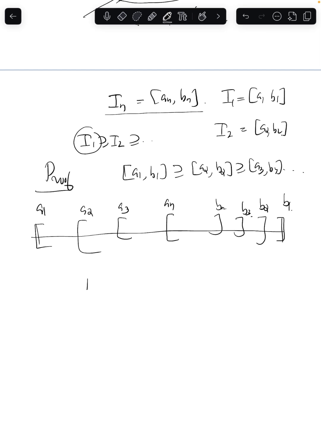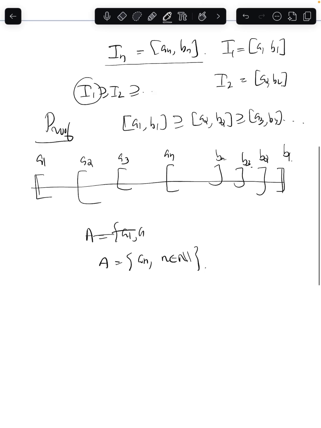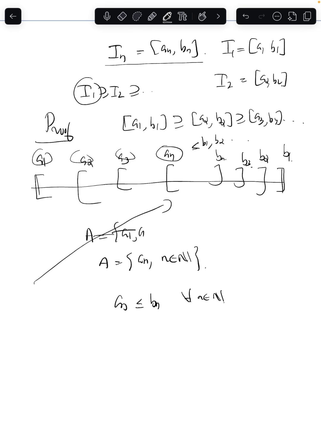Also note that we define a set A as the set of an for n belonging to N. Every member a1, a2, a3, and so on is less than or equal to b1, b2, and so on. This is evident from the picture. That is, an is less than or equal to bn for every n belonging to N. In particular, an is less than or equal to b1, so the set A has an upper bound b1. That is, the set A is bounded above.